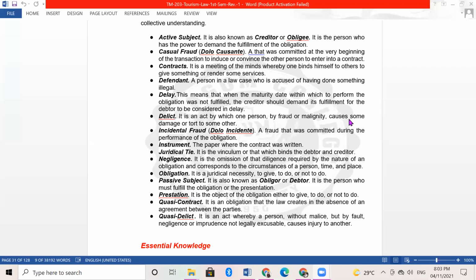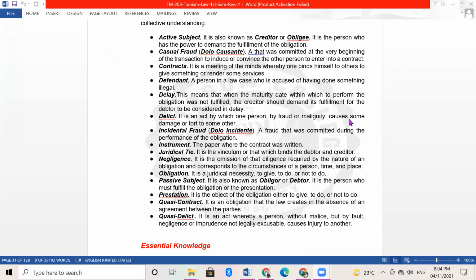Instrument: the paper where the contract was written. Juridical tie: it is the vinculum, or that which binds the debtor and the creditor. Negligence: the omission of the diligence required by the nature of an obligation and corresponding to the circumstances of the person, time, and place. Obligation: a juridical necessity to give, to do, or not to do.